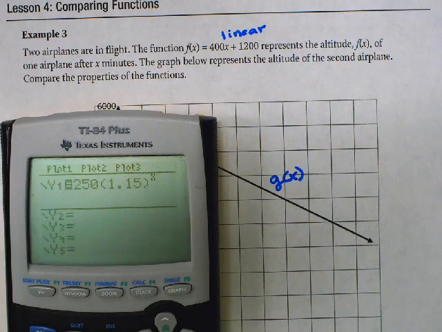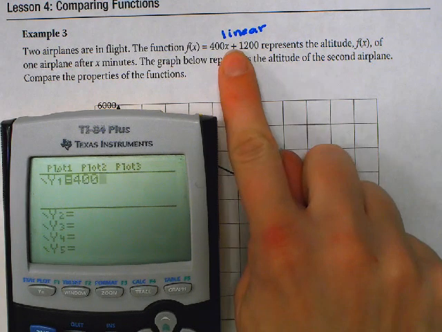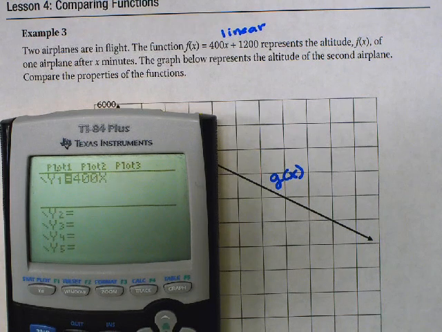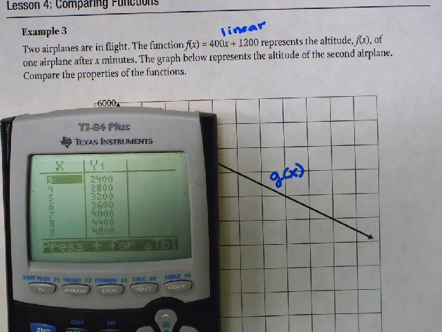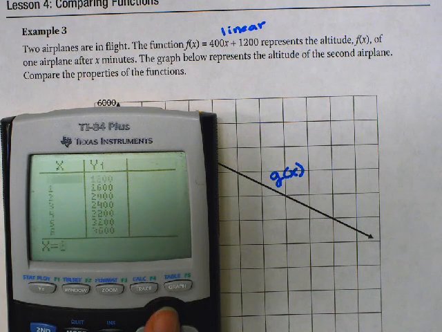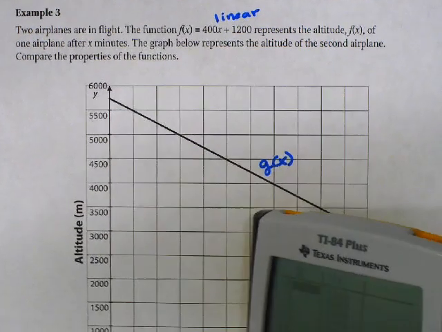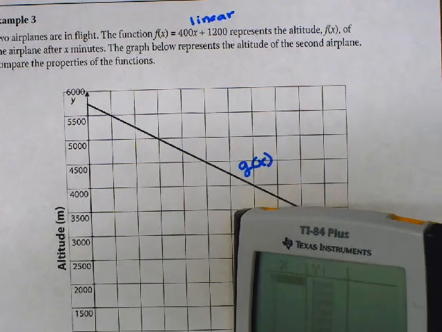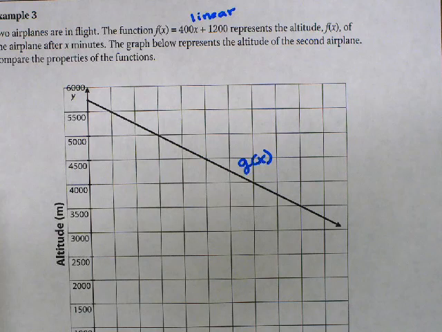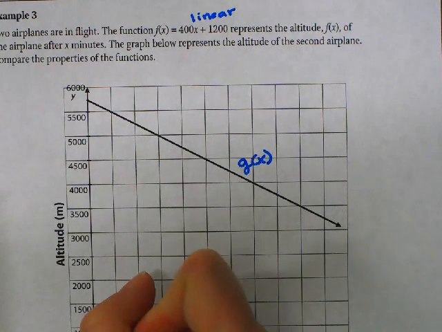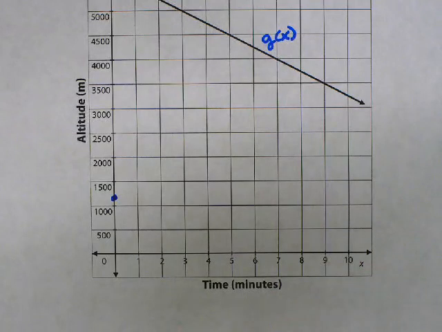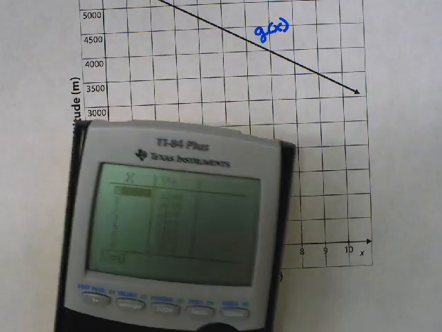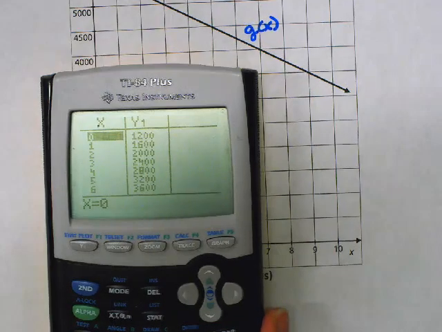So I want to go to y equals. I want to clear out what's there and plug in this equation from above, 400x plus 1200. And then I want to go take a look at my table. I'm going to go to 0. I should be at 1200. Alright. So I'm going to go on ahead and put a dot at 0, 1200. That's about right there. The next point in my calculator is 1, 1600.